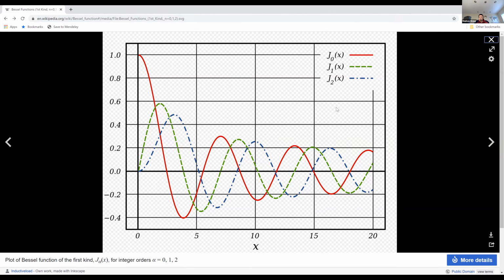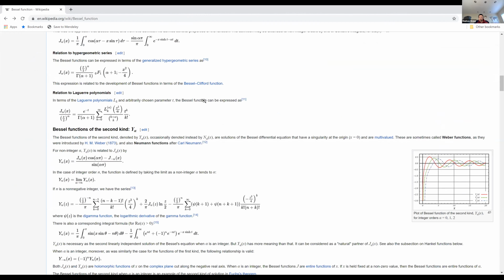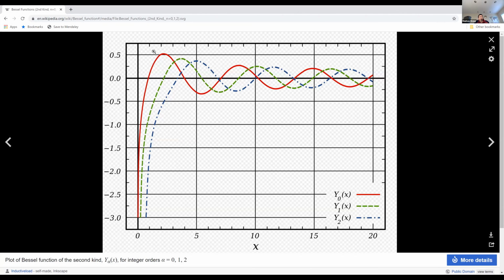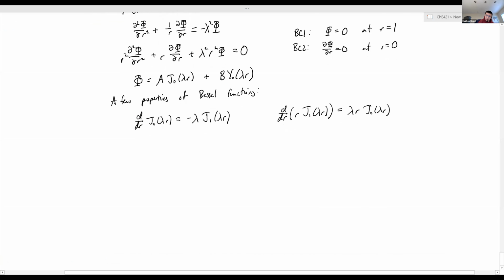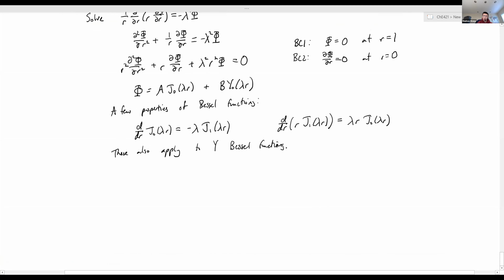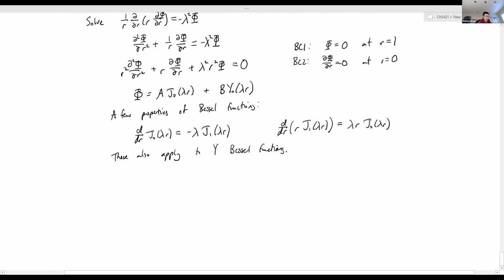Those properties that I mentioned earlier actually apply directly to the Y's as well. The derivative of Y0 is also equal to Y1, with some special r's. We're going to need to use that in just a second. So these also apply to Y Bessel functions. Given our knowledge of this now, we can find the basis functions.